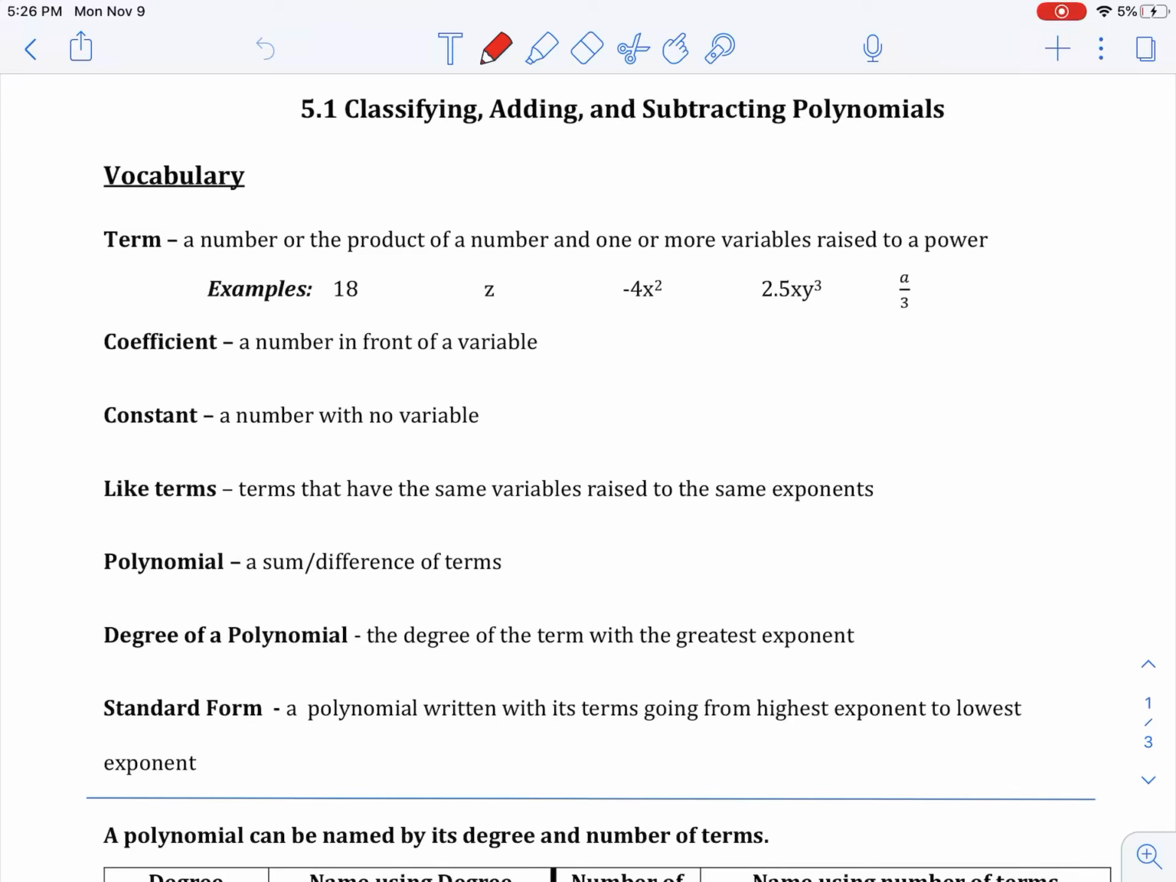We're going to start chapter 5, which is all about polynomials. So we're going to start by classifying them, adding and subtracting them. So first there's a bit of vocabulary we've got to get through.